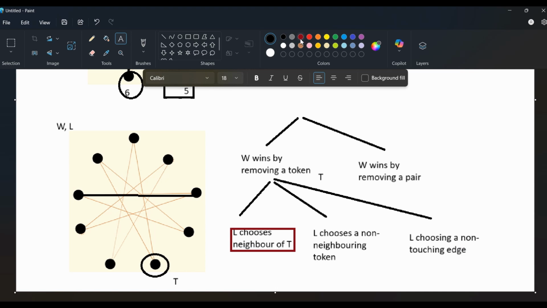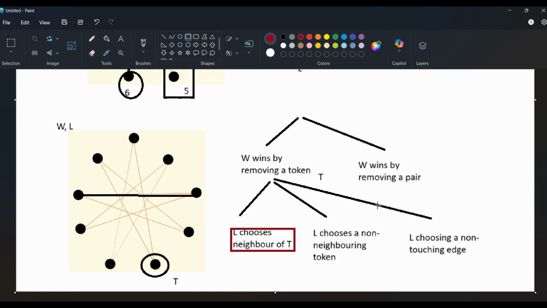So this is also not possible because these are rational players. Let's say it's L's turn to play, and these three tokens are open. L wouldn't play this edge, letting W win. L can play this, making W play this, and then L can play this again. Or L can play this, letting W play this, letting L play the last move.